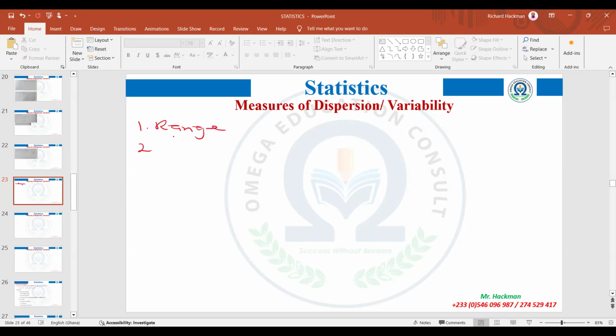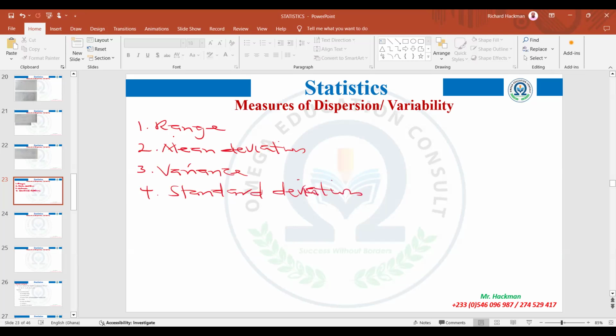Then 2, the mean deviation. 3, we have the variance. And last but not the least, 4 will be the standard deviation. Is my point well made?